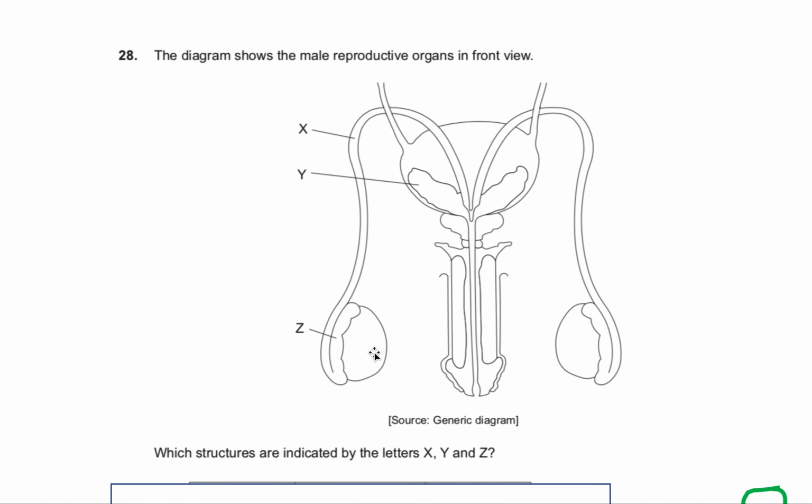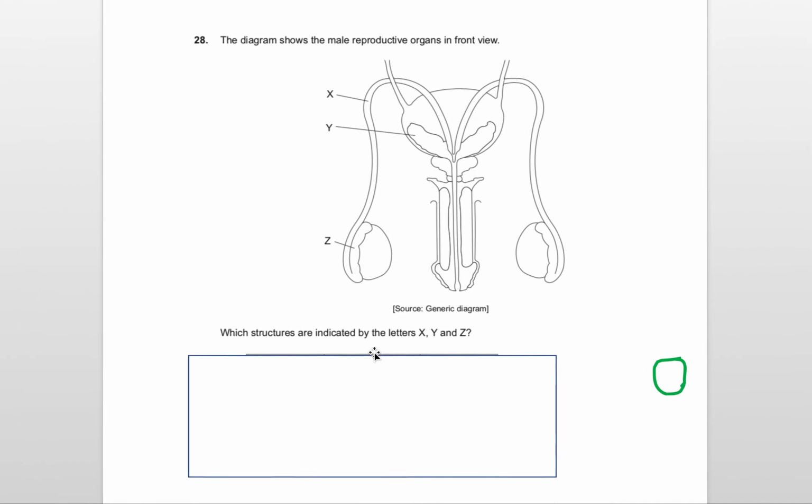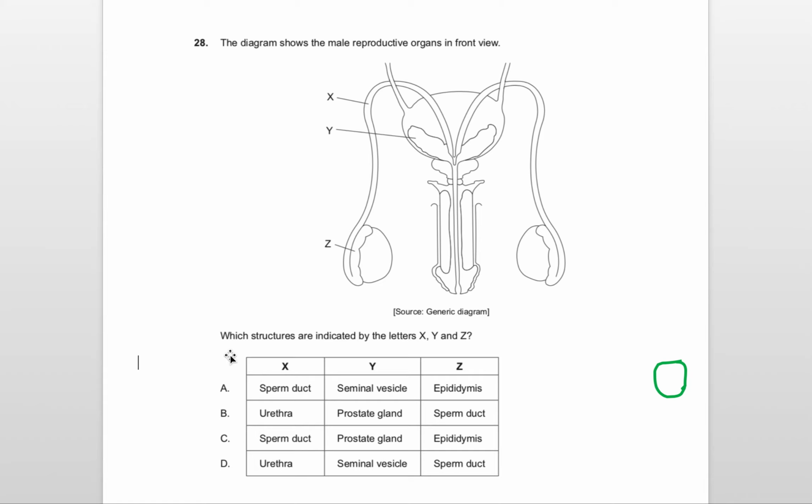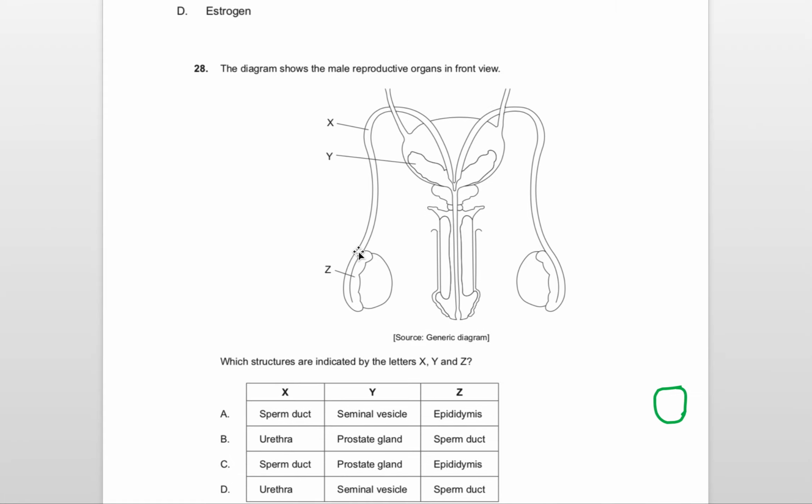Now next, here's a diagram of the male genitalia. I didn't make a video on how to do these, but I have an image above that I will show you just in case you would like to know. This question is saying, which structures are indicated by the letters X, Y, and Z? This is just for the sake of memorizing. Actually, I'll just do it right here.